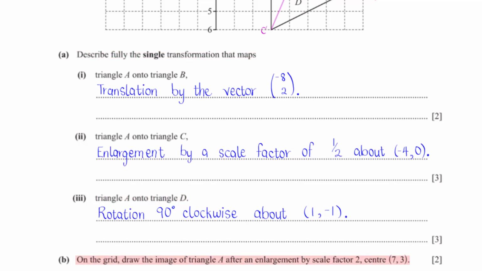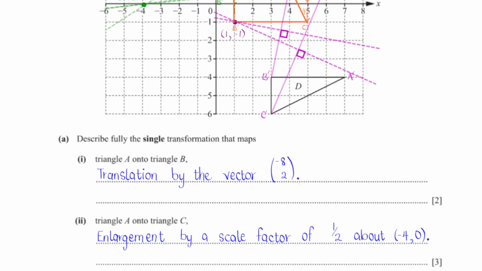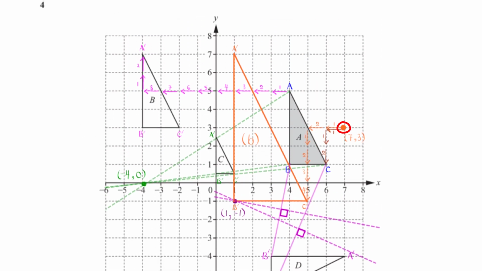On the grid, draw the image of triangle A after an enlargement by a scale factor of 2, center 7, 3. First, we need to mark the center of enlargement. Then we need to move each vertex on triangle A such that we are able to reproduce the enlarged image of the triangle. Let's pick point C.